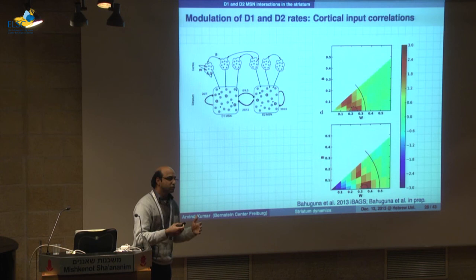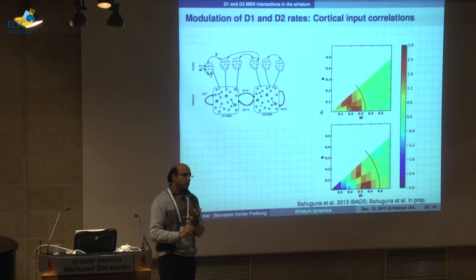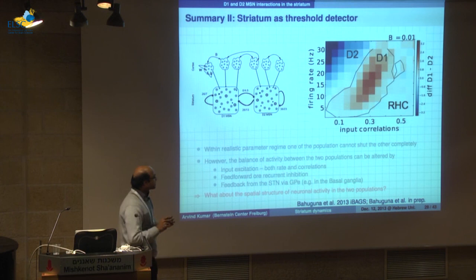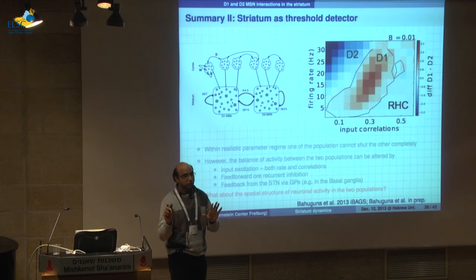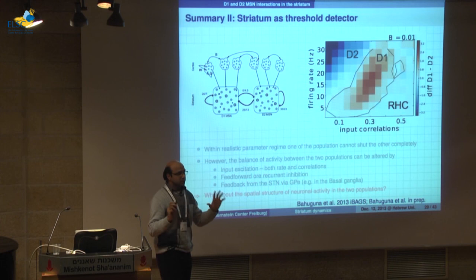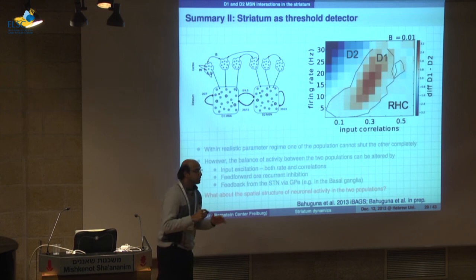So that means there is a dual play now, that rates as well as correlation are both important, and together they define what would be the output of the striatum, whether D1 will have a higher rate or D2 will have a higher rate. So if I try to summarize this, let's say this is input correlation, and that's the input firing rate, assuming that cortex doesn't know whether it is to prefer D1 or D2, both in terms of correlations or firing rates. So it basically floods the striatum with its own activity. And now the striatum has to decide whether D1 should be activated or D2 should be activated.